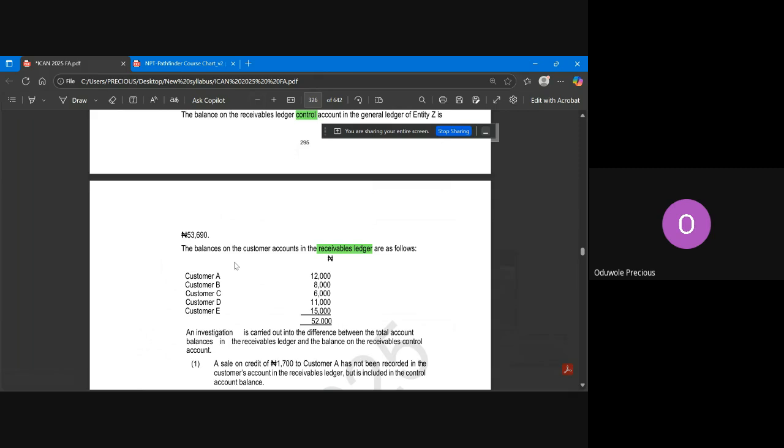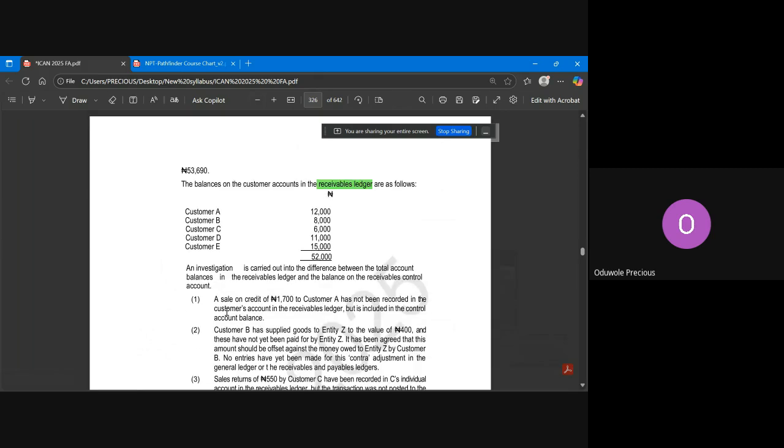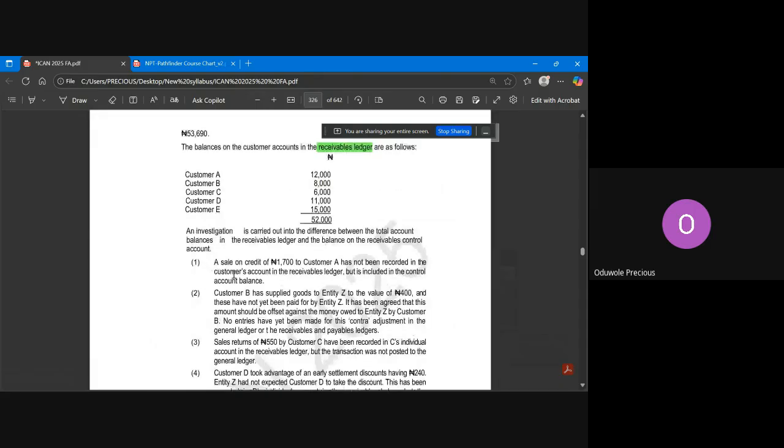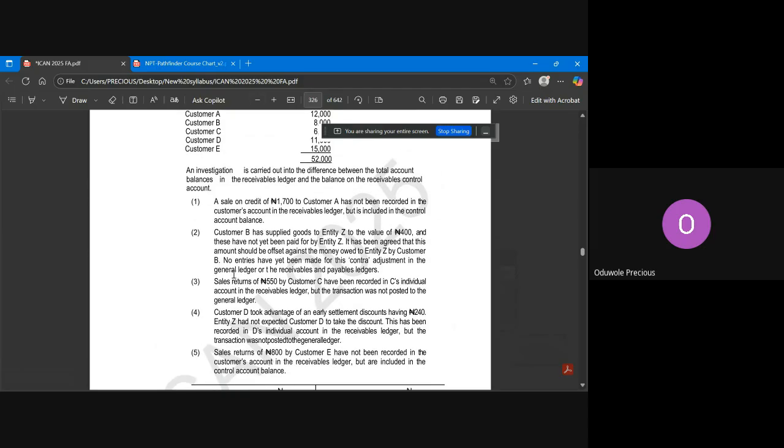Now they said after an investigation, they discovered some things. An investigation is carried out into the difference between the total account balance in the receivable ledger and the balance in the receivable control account. So what you do is prepare both the receivable ledger control account and the receivable ledger again and readjust those differences. You start from the balance you were given and adjust that balance.